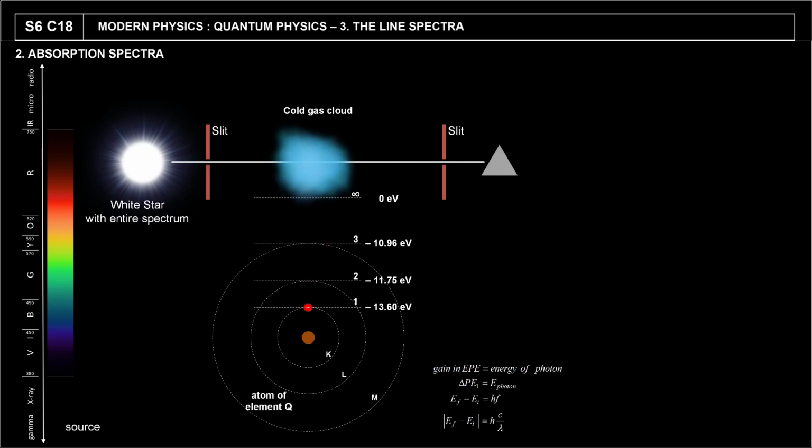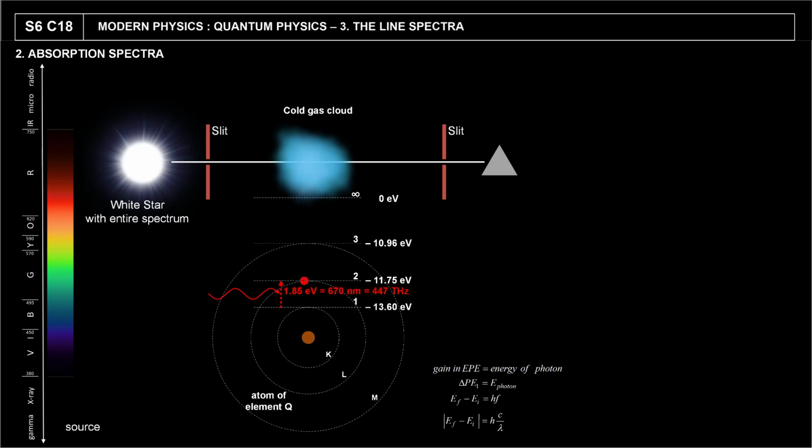Consider an electron in the lowest energy level at a potential of negative 13.6 electron volts. It could jump to the second energy level, which has a potential of negative 11.75 electron volts, by absorbing a photon of that difference in potential energy, that is 1.85 electron volts. And a photon of energy 1.85 electron volts, corresponding to a wavelength of 670 nanometers, is indeed available. It is within the range of that available in white light in the red region.